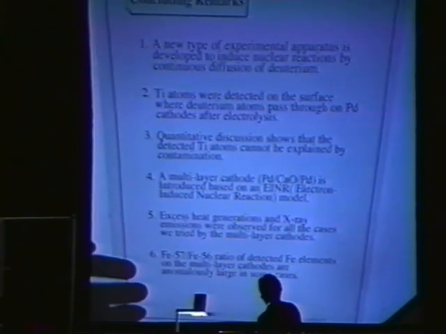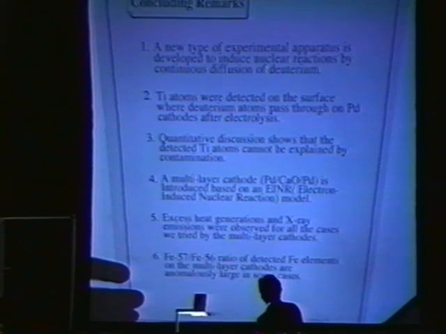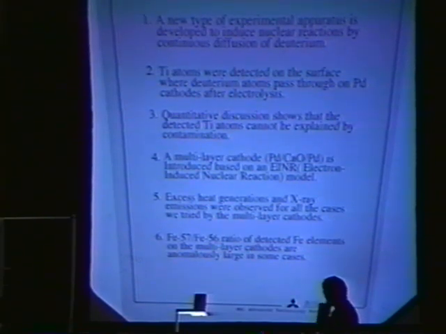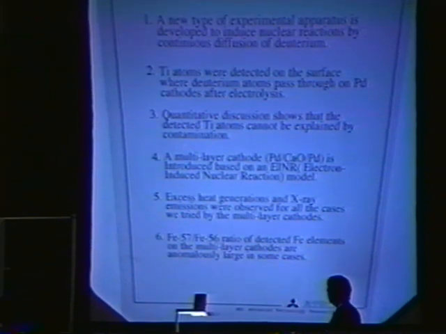So, concluding remarks. A new type of experimental apparatus is developed to induce nuclear reactions by continuous diffusion of deuterium. Titanium atoms were detected on the surface where deuterium atoms pass through on the Pd cathode after electrolysis. Quantitative discussion shows that the detected titanium atoms cannot be explained by contamination.